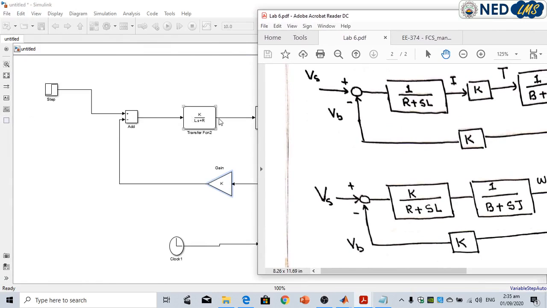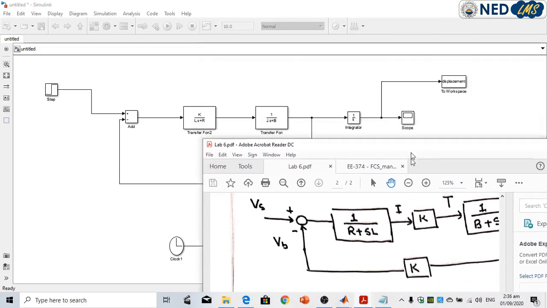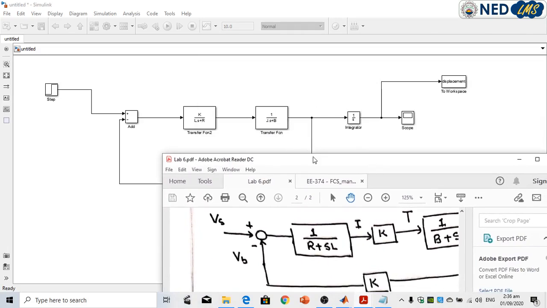One block for Vs, and the output from this gain block is Vb. One voltage source with this summing point with a positive sign, and the other one with a negative sign. Same be the case here. Next is the block having a transfer function K divided by R plus sL, which is the same here. And the next block is 1 over B plus sJ, 1 over B plus sJ.